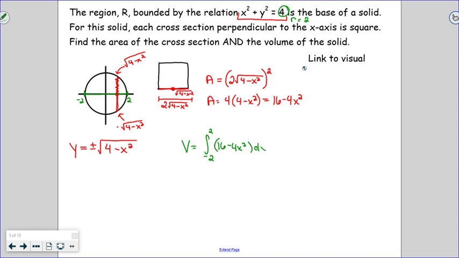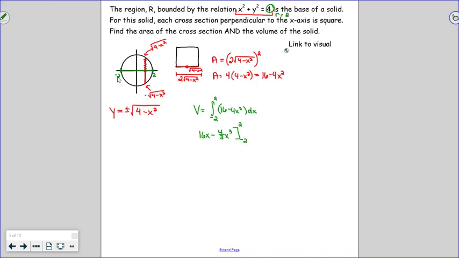And again, we're doing this down our x-axis, or in terms of x, so dx. And again, I could do this by an antiderivative, which would have been 16x minus 4/3 x cubed, evaluated from -2 to 2. And to just speed us along here, that comes out to 42 2/3 units cubed, because again, we are talking about the volume of the solid.